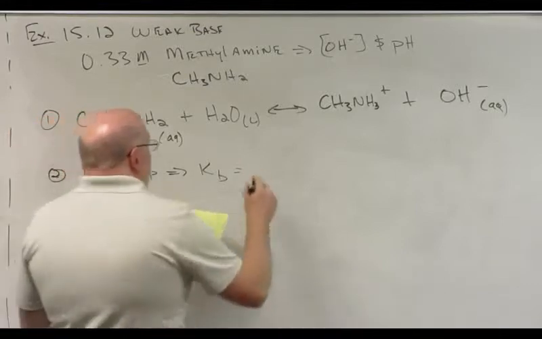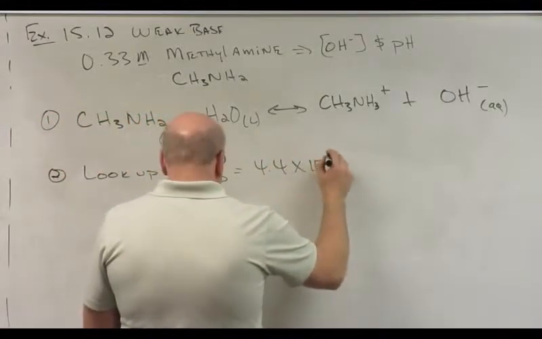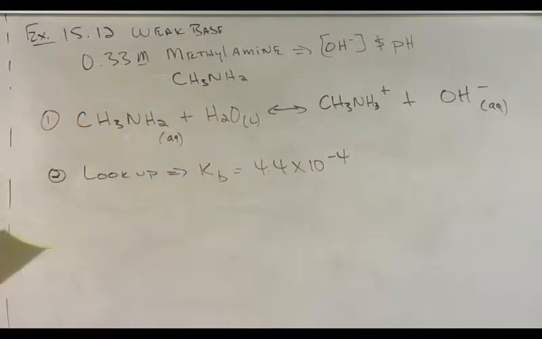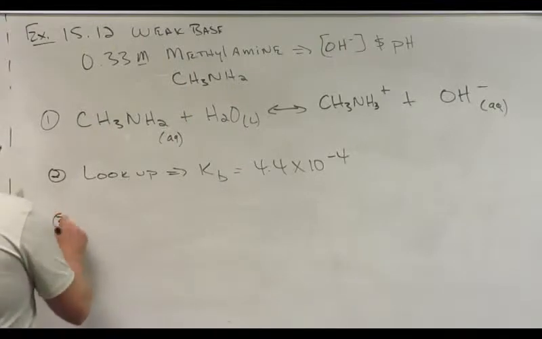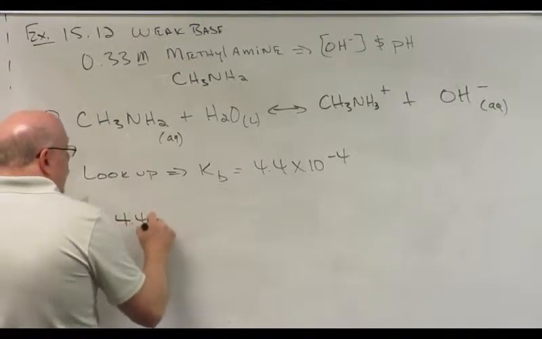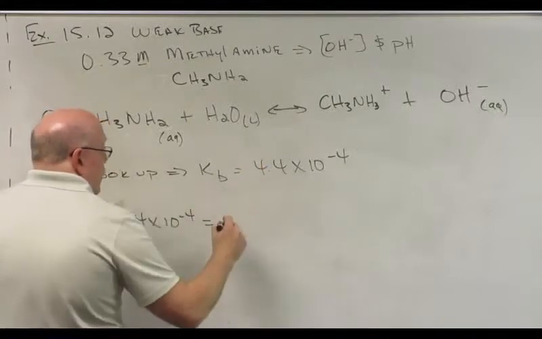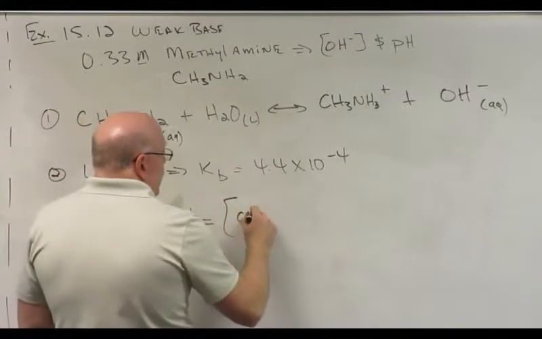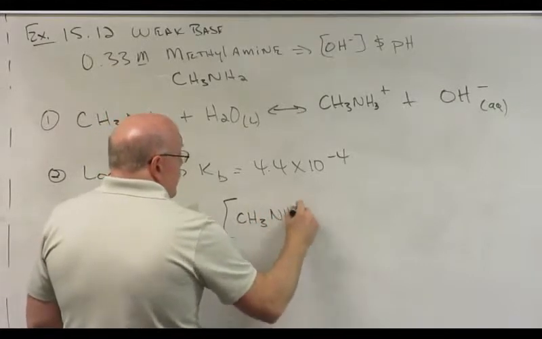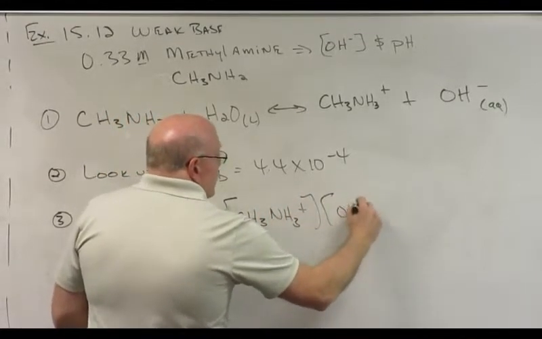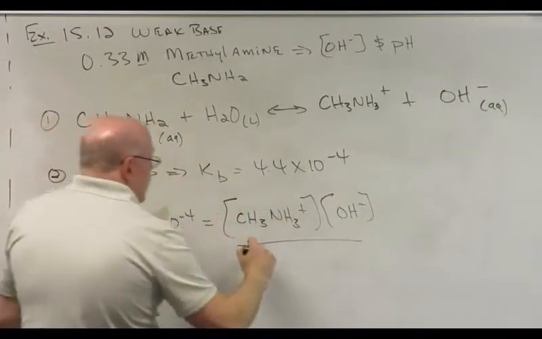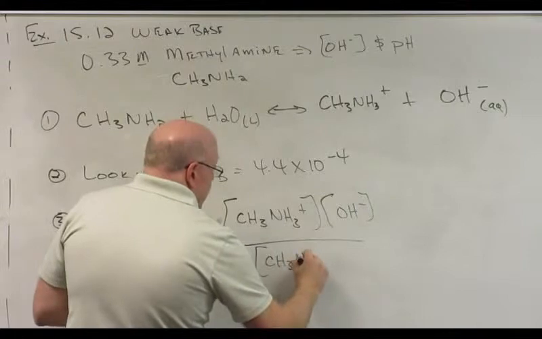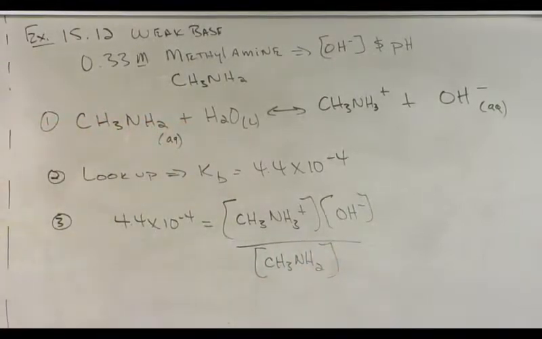The value for this one is 4.4 times 10 to the minus fourth. So we'll look that up. Next, we have a reaction and a Kb, so we should write what Kb stands for. It stands for products over reactants. So our 4.4 times 10 to the minus 4 equals, on the product side, CH3NH3 plus, OH minus, over CH3NH2. We disregard the water.